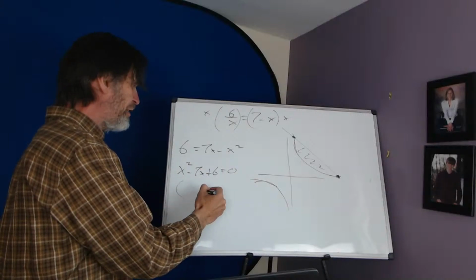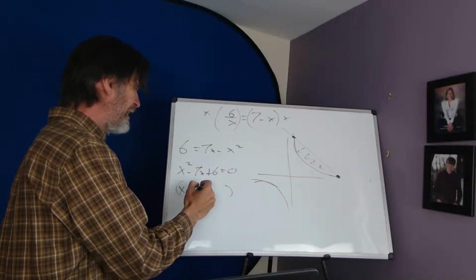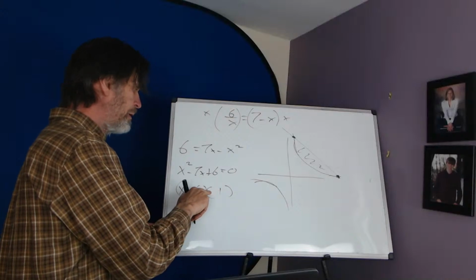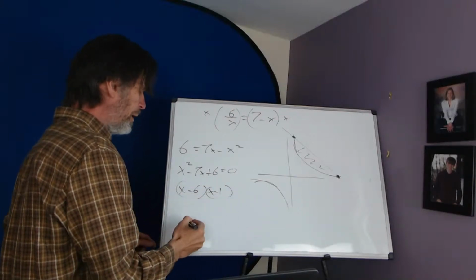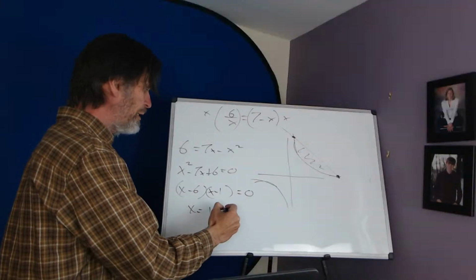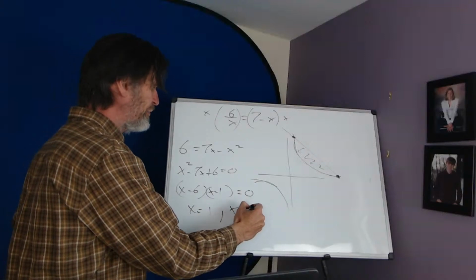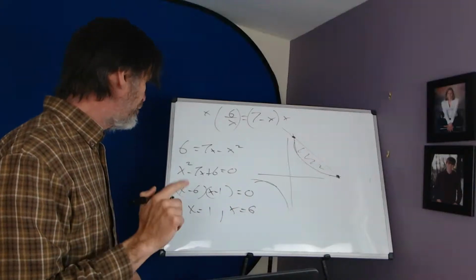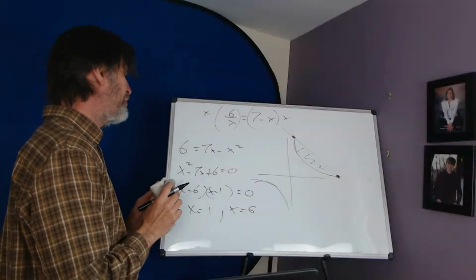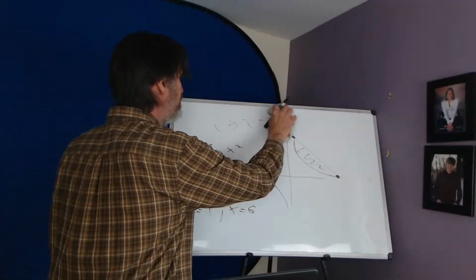Then I'm going to factor. 2 factors of 6 that add up to 7 would be minus 6 and minus 1. And then if I set those equal to 0 and solve, I get x is 1 and x is 6. And what I like to do with those is make sure that they both make sense and I get the same value in both. So I'm going to write the two functions up here.